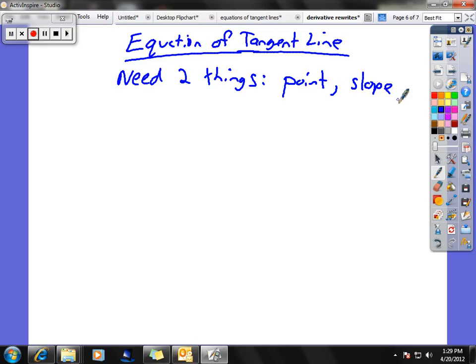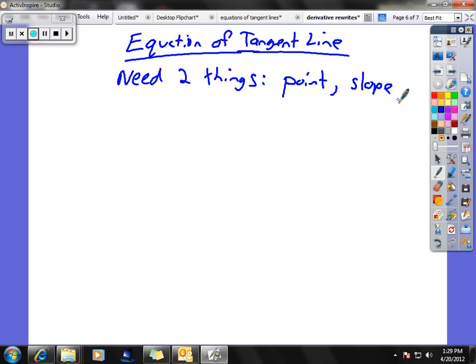And then we talked earlier this year about writing things in point-slope form. And this is why, because it's much easier to do it that way. So you need two things, a point and a slope. The point's either given to you, or just the x is given to you. But if just the x is given to you, it's easy to get the y. You just plug the x into the equation and you get the y. The slope comes from what we've just been doing, which is a derivative.